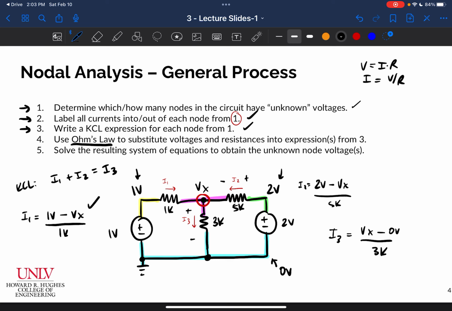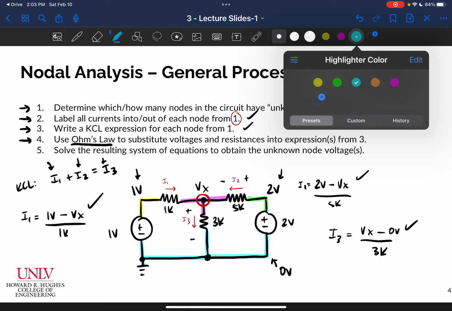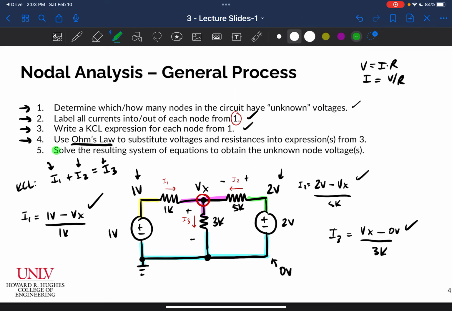Okay, so now I have expressions in terms of V and R for all of my currents, and I can substitute those into this equation. So that would be step 4, and I'd be done. And my last step here, basically to complete this problem, tells me that I just need to solve the resulting system of equations. Well, in this case, we would only have one equation. There's no system because there was only one node that we were interested in, right?